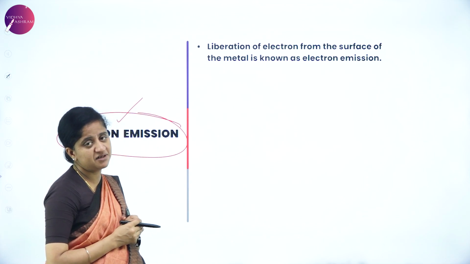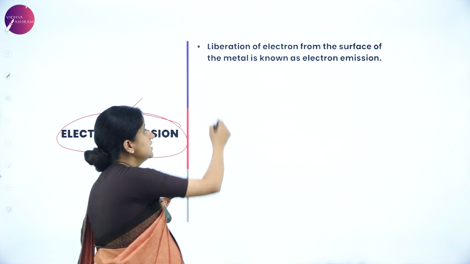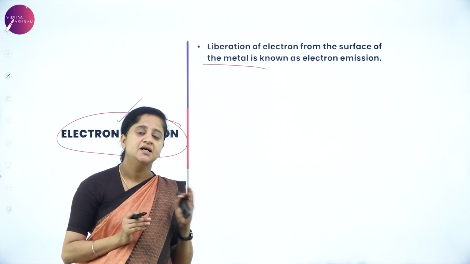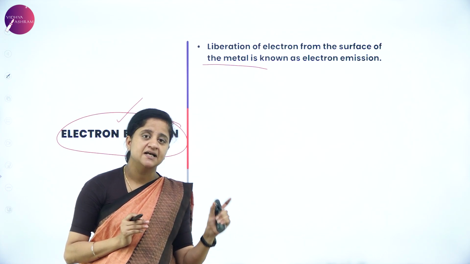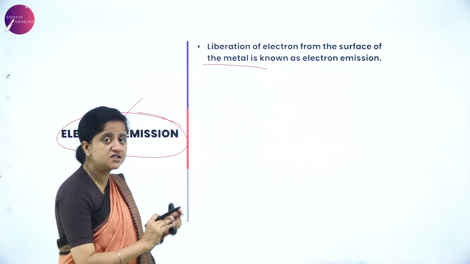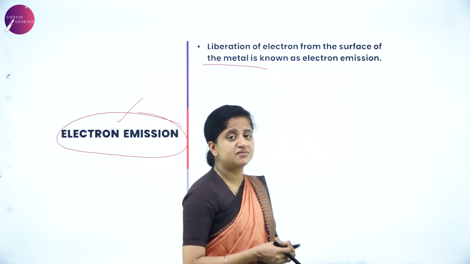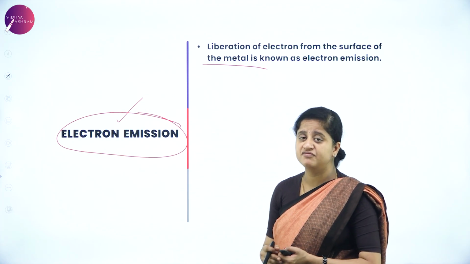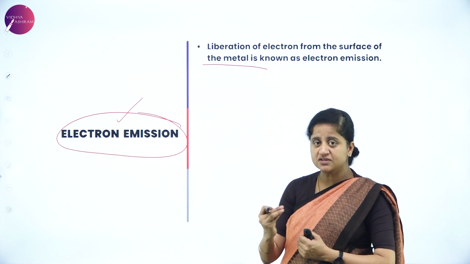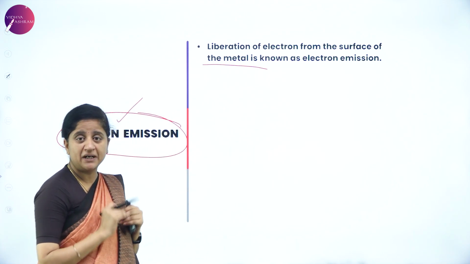What is an electron emission? It is the process of liberation of electrons from the metal surface is called as electron emission. The name itself clearly says electron emission is nothing but the process of liberation of electrons from the metal surface. So the electron has to liberate from the metal surface, has to come out of the metal surface, which means it should have some external energy. We should supply some external energy. We should give the potential for the electron to come out of the metal surface.